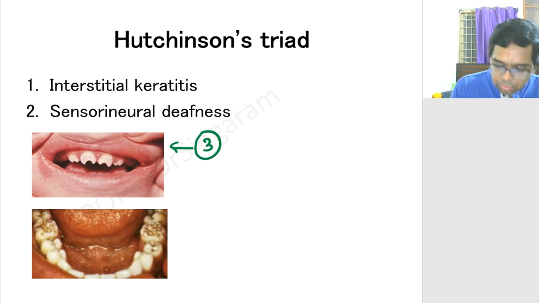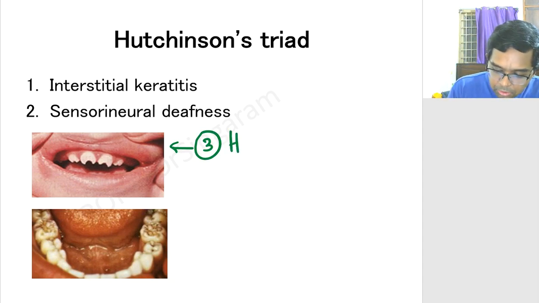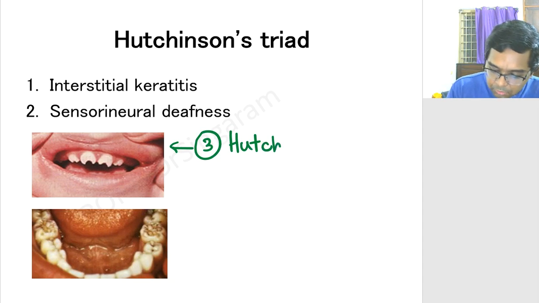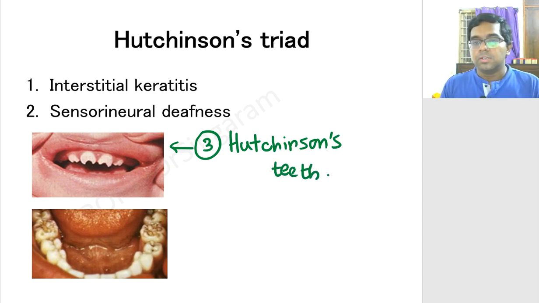What is that? You are seeing the incisors which have a notch. What is that called? That is called notched incisors, usually involving the central incisors. That is what we call Hutchinson's teeth. So these three are the features included in the Hutchinson triad.